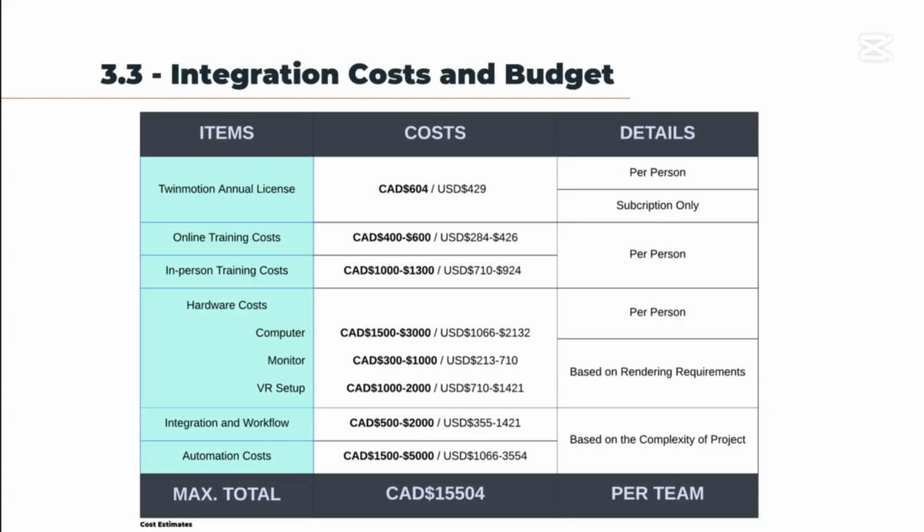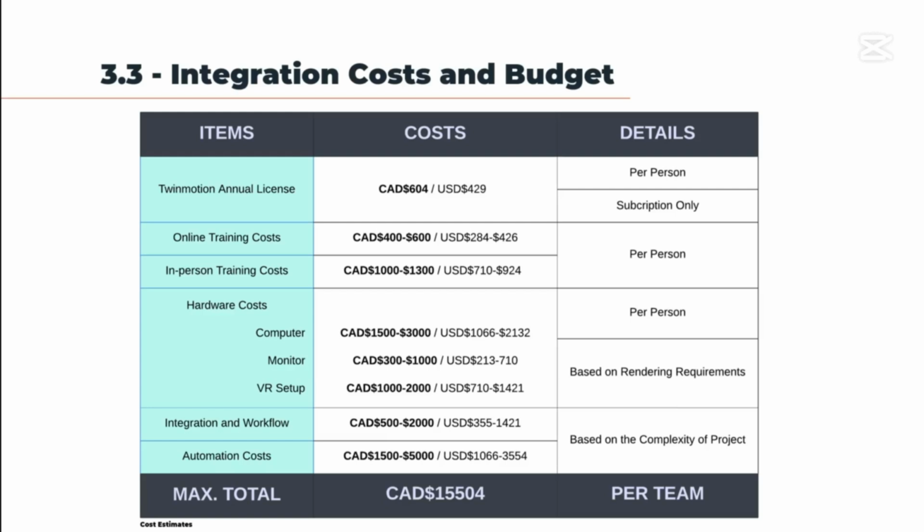The integration of Twinmotion will involve several different costs. Twinmotion is a free application for educational and non-commercial use, but for any professionals looking to use this rendering software, you'll need to pay $604 for an annual Twinmotion license.